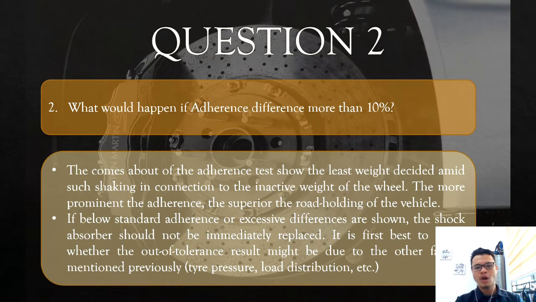Question 2 is, what would happen if the adherence difference is more than 10%? Firstly, the amount of adherence shows the shaking in connection to the inactive wave of the wheel. The more prominent the adherence, the better the road holding of the vehicle. Next, if below standard adherence or excessive difference is shown, the shock absorber should not be immediately replaced. It is best first to check whether the out of tolerance result might be due to other factors mentioned previously, such as tire pressure and load distribution.